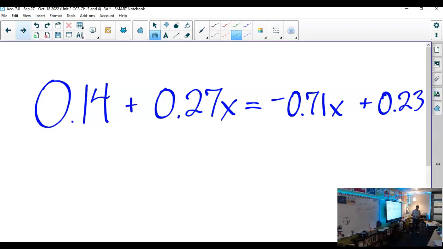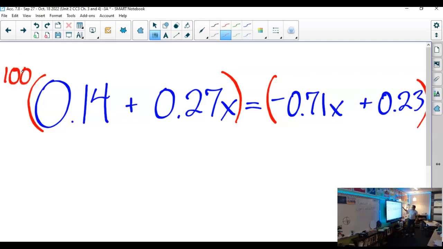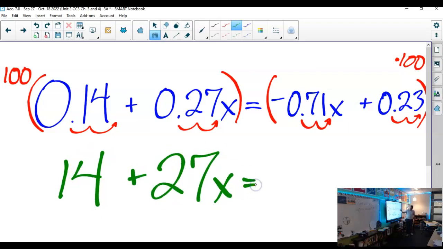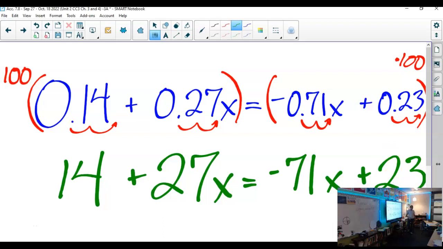You can multiply by 100. But I don't even see any fractions up here. What do you mean multiply by 100? Why? Because it has two zeros, it moves the decimal point. But say it had another number behind the 2.7, you could multiply by 1,000. Guys, I totally forgot about that. You can just figure out how many decimal places you want to move, and this becomes 14, this becomes 27x, this becomes negative 71x, and this becomes 23. Oh my gosh. Wunderbar.